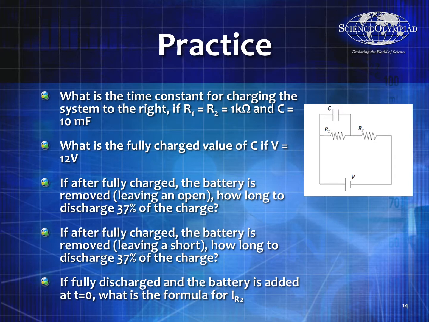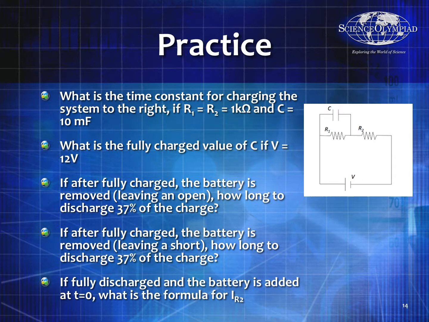For the time constant, remember we look from the capacitor and we short out the V. When we do that, it's R1 in parallel with R2, so the equivalent R will be 500 ohms, and C is equal to 10 millifarads. So you take 500 times 10 millifarads, which is 10 to the minus 2, and so it'll be 5 milliseconds.